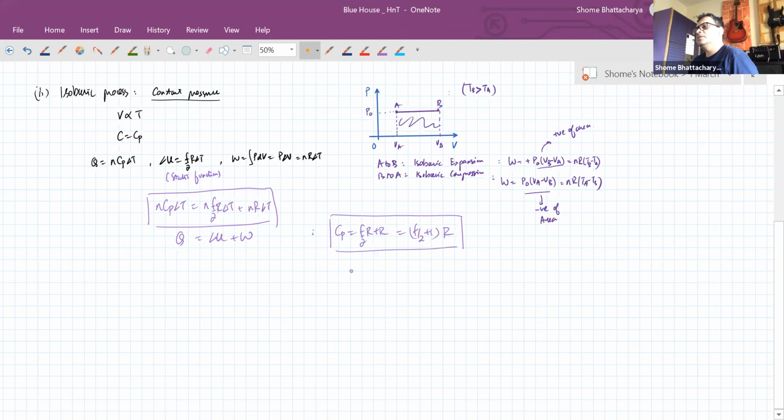And of course, comparing it with the earlier formula, we have a relation that Cp is equal to Cv plus R. So not equal to, but Cv plus R. So this is another important formula. So Cp is equal to 5 by 2 R for monoatomic gases, 7 by 2 R for diatomic gas.